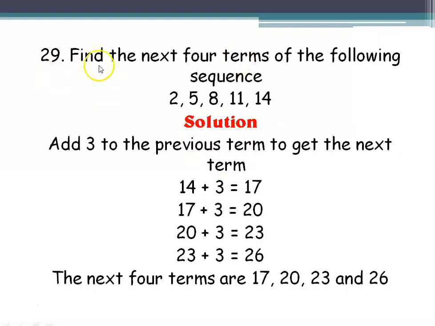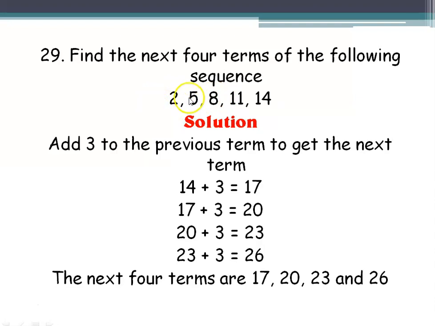Right, question 29 says find the next 4 terms of the following sequence. This is the sequence 2, 5, 8, 11, 14. The first thing I need to look at is what's the relationship between all these numbers. Now you notice that I need to add 3 to the previous term to get the next term.